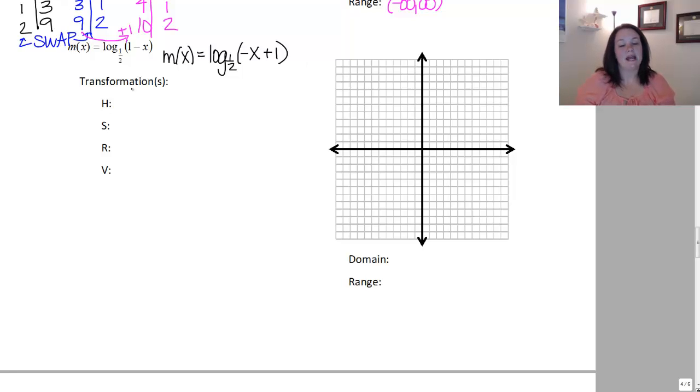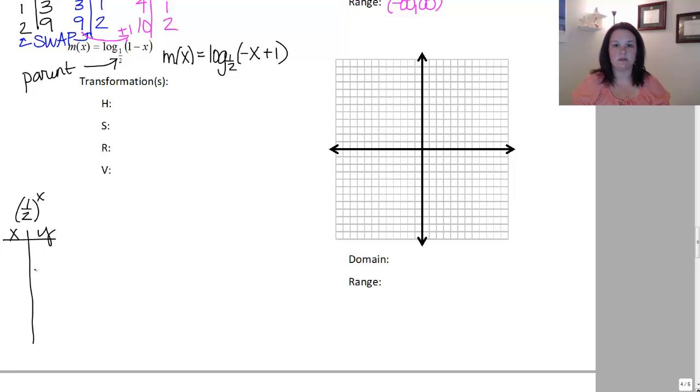So I identify my exponential parent by just looking at what is the log base. Okay, so that tells me my parent. So I'm going to go ahead and create a table using my exponential parent, which in this case is 1/2 to the x power. Again, you really only need 3 points. You could do like -2, 0, 2, -3, 0, 3, that kind of thing. I'm going to be more accurate and do -2, -1, 0, 1, and 2 so that we get a good picture.